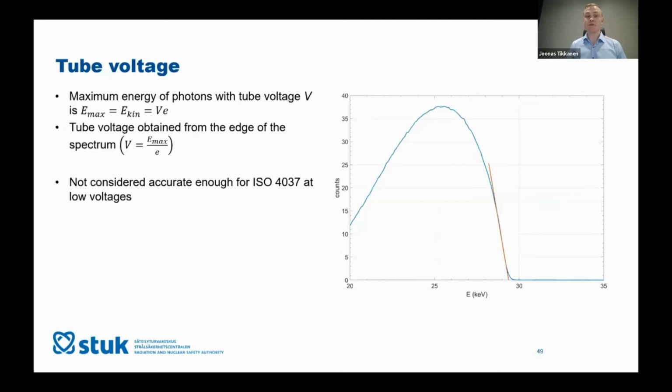We can actually measure the tube voltage from the spectrum, because we know that the maximum energy of the photons coming out from the tube is the kinetic energy of the electrons, from which it's easy to calculate the maximum energy. So for example, here in this picture, we see that the edge of the spectrum is approximately at, let's say, 29.4 kV. So we know that the tube voltage was 29.4 kilovolts. But this might not be accurate enough for some applications, for example, these ISO 4037 qualities.